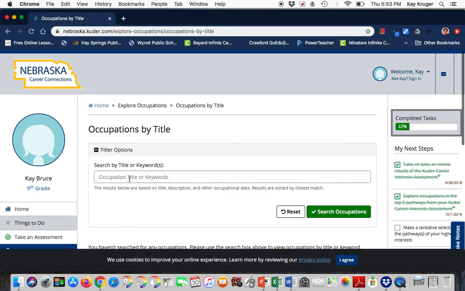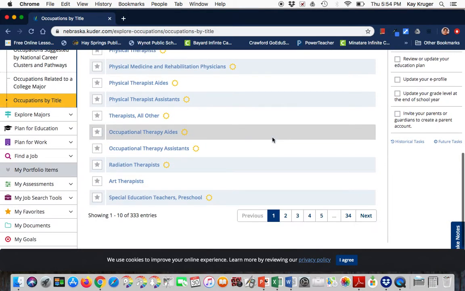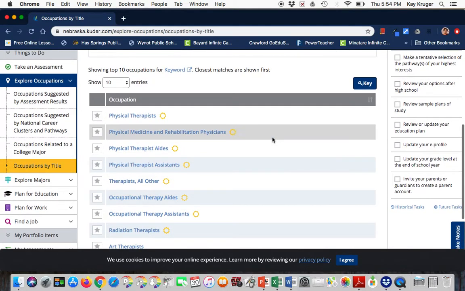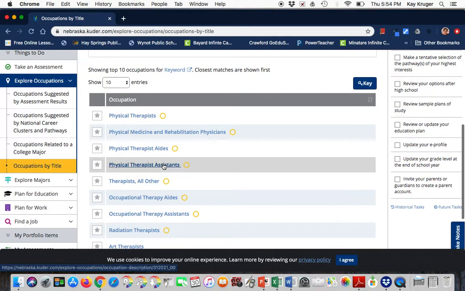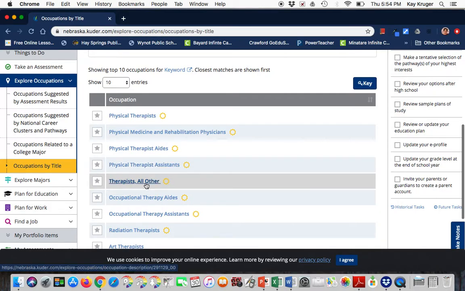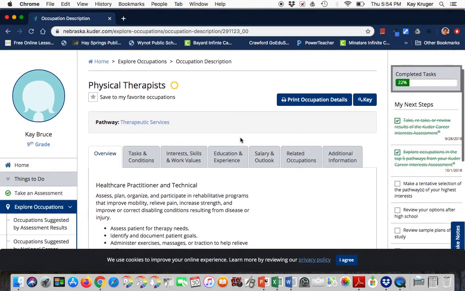If you click on that and type in a title, I'll use physical therapist as an example. There will be a number of different options that are listed below when you look in that. And when I look at physical therapists, there is the physical therapists themselves, the physical medicine and rehabilitation physicians, physical therapist aide, or physical therapist assistant, or therapist all other. I'm going to look at the physical therapist. So once you click on that, that will open up information about that career.